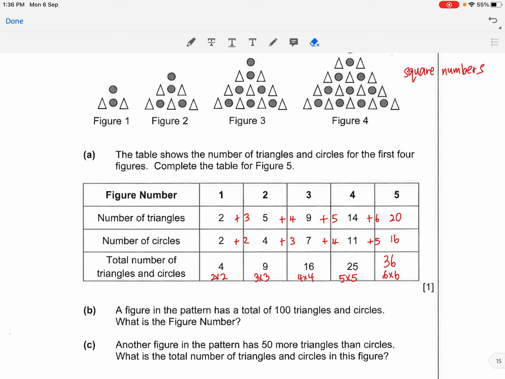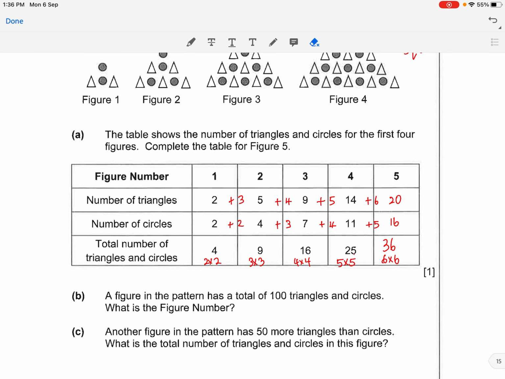I'm going to go to part B. A figure in the pattern has a total of 100 triangles and circles. So I have something over here that tells me that I want to have 100 here. Let me change it. My total number will be 100 here. In order to get 100, I will need to use the square number, which is 10 times 10. But you also know that if it is the square number 10 times 10, your figure number is always minus 1. So you will get 9 here, which is your figure number. After getting your figure number, you get the answer for part B, which is 9.